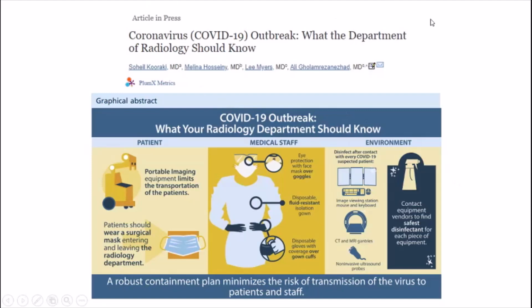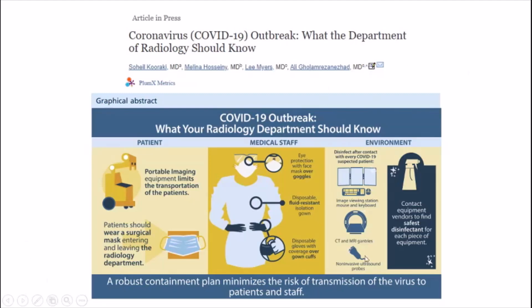This article here is very informative and I advise everyone to read it. It's published, I think, this month in the Journal of the American College of Radiology. It's called "Coronavirus Outbreak: What the Department of Radiology Should Know."